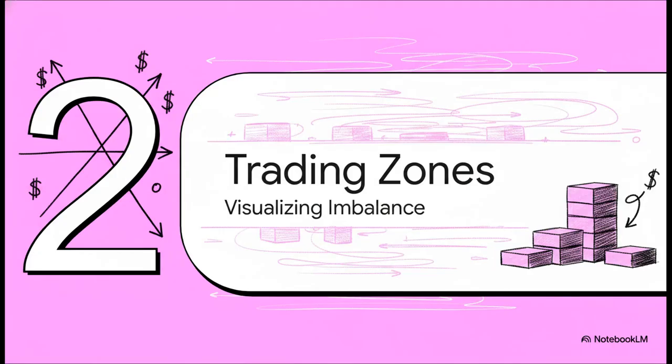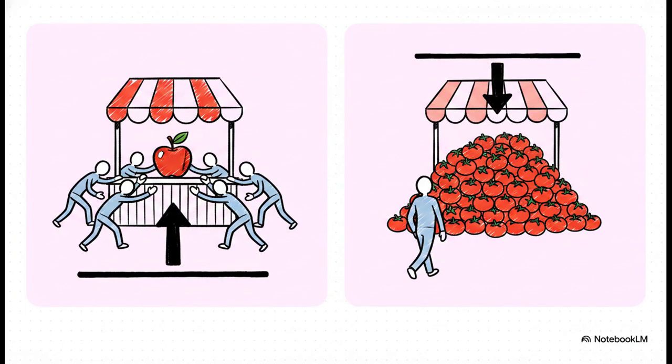Okay, moving on to part 2, defining trading zones. Now that we've got the theory down, let's translate this into how it actually looks in the real world. Just picture your local farmer's market for a second. Let's say there's a sudden shortage of a really popular fruit. What happens? Intense buying interest. People will literally pay higher and higher prices until that fruit is completely gone. That right there is a demand zone, a solid price floor where demand absolutely crushes supply.